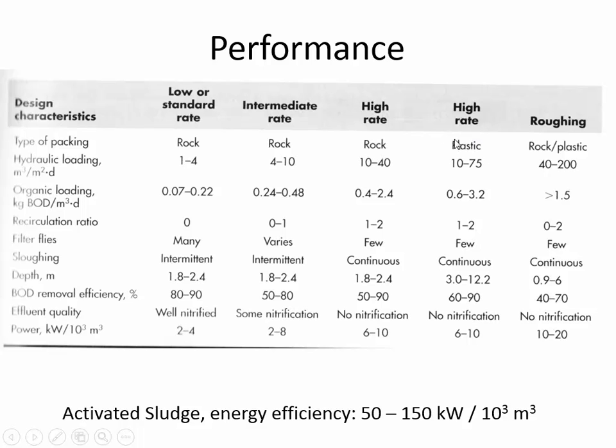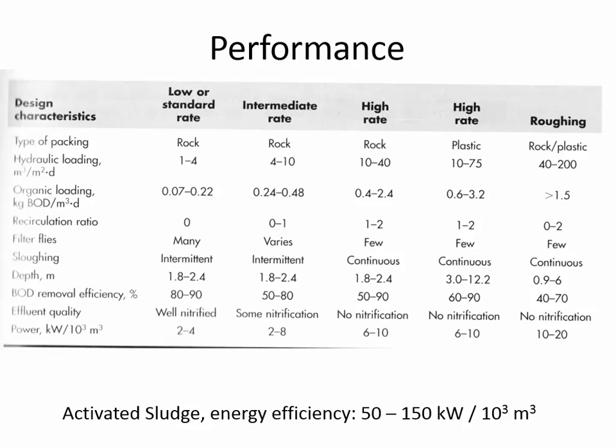They also have just one column that indicates the performance of plastic. And what you'll notice is that in the case of plastic, the BOD removal efficiency is a little bit better than if you're using high rate rock. But the real difference is how much higher the hydraulic loading can be. And so from 10 to 40 cubic meters per day per square meter of area versus all the way up to 75 cubic meters per day of water for every square meter of cross-sectional area.